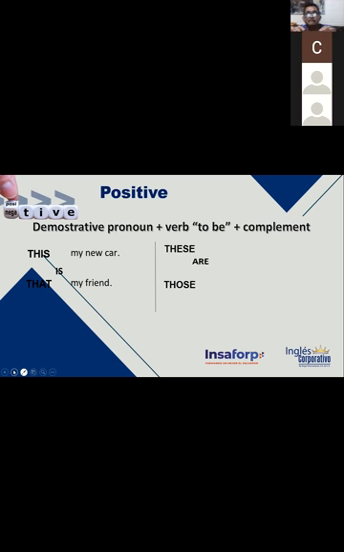Algo muy importante, guys. As you can notice here, como pueden notar, in the singular form, yo estoy utilizando the form of the verb be, que es is. In the plural form, I am using the form of the verb be, that is are. For example, este es mi carro nuevo. This is my new car. Aquel es mi amigo. That is my friend.